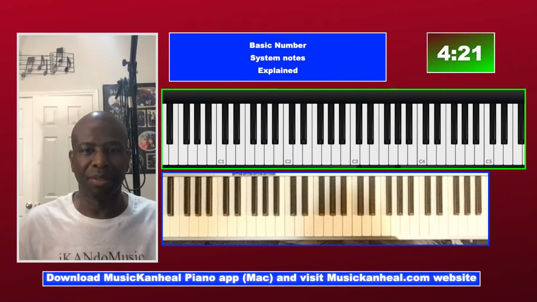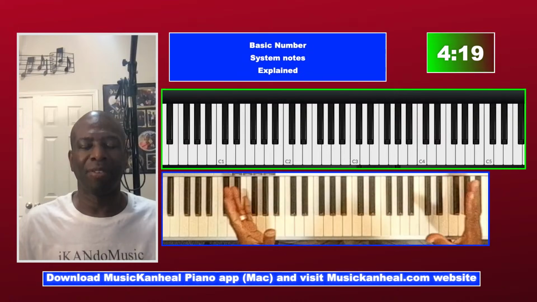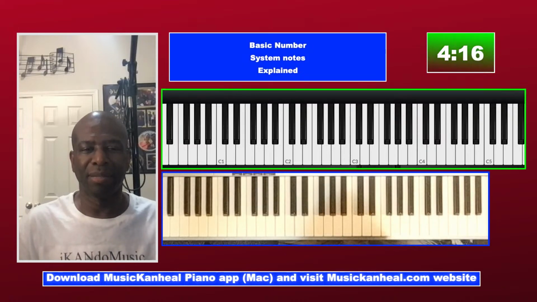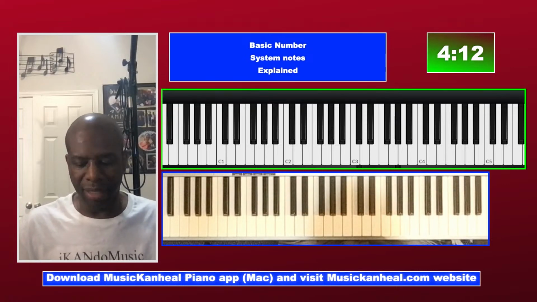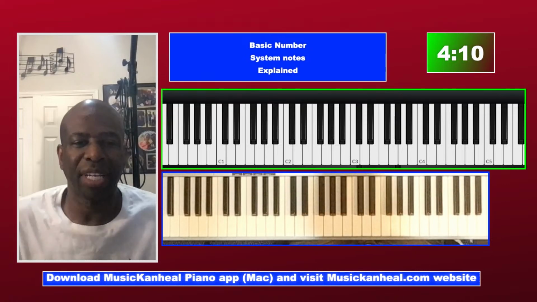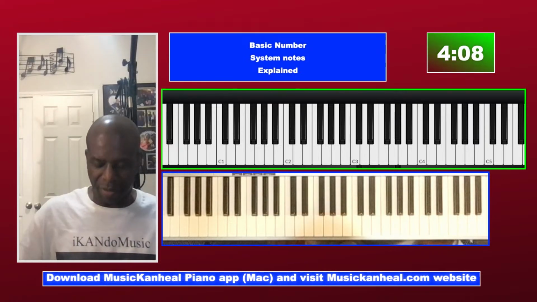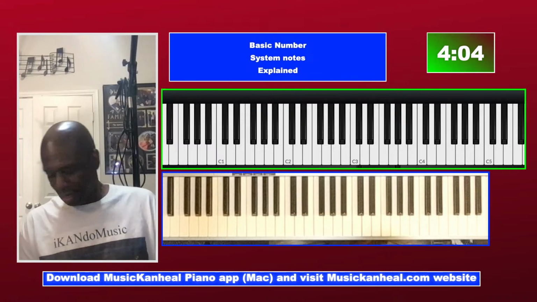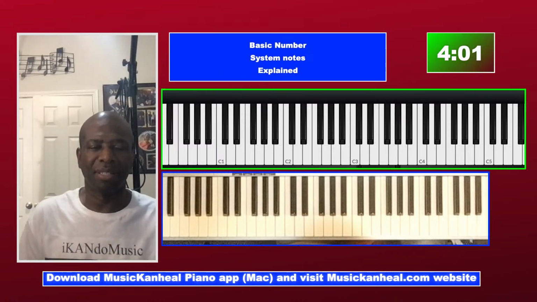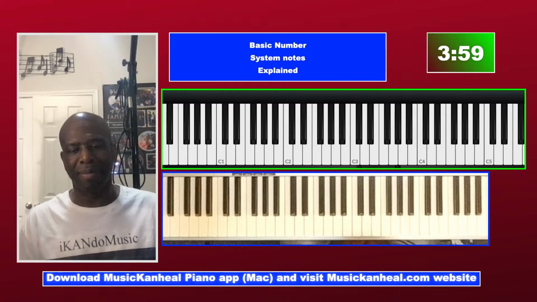I'm going to just go through every note that is a part of the basic number system. So when we go to the one, we're going to play from the first inversion. Quite naturally, I'm assuming that you've gone through the other videos that put you up to this point, to where you understand the basic information.